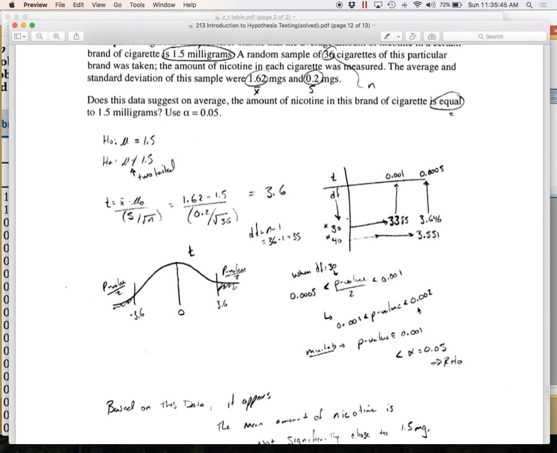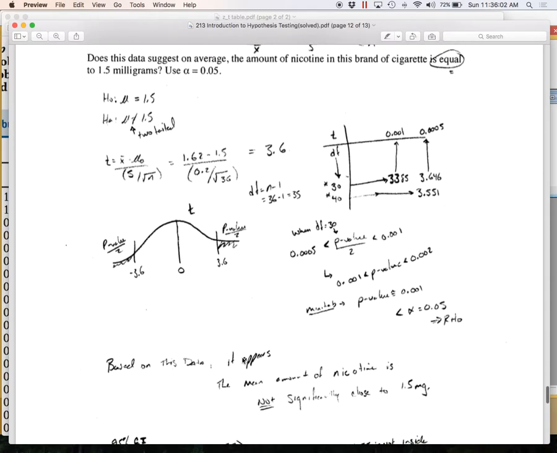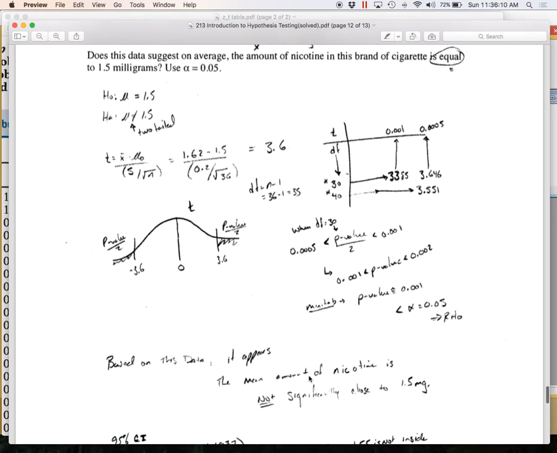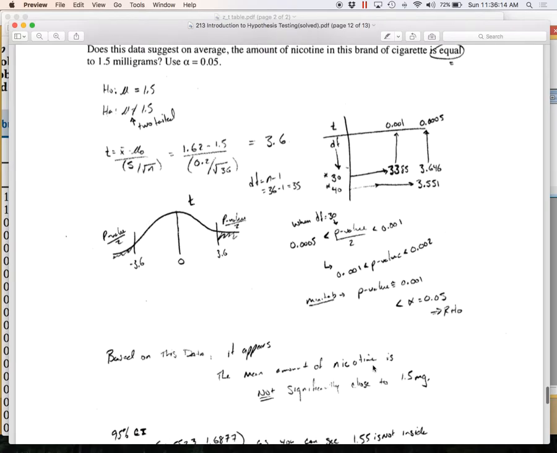Okay, this is very small. This is a very small p-value. So here, 0.001 to 0.002 is definitely smaller than 0.05. So we will reject the null hypothesis. Okay, we're going to reject this idea, and instead we will go with this idea. Based on this data, it appears that the mean amount of nicotine is not significantly equal to 1.5. Again, we didn't test any sort of relationship here, so we probably shouldn't comment on any.